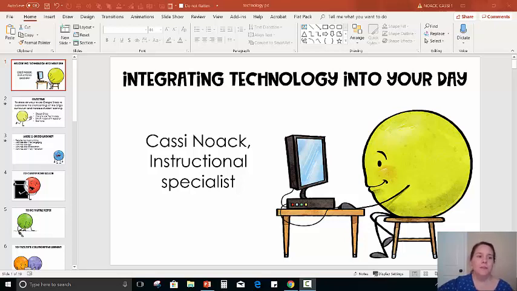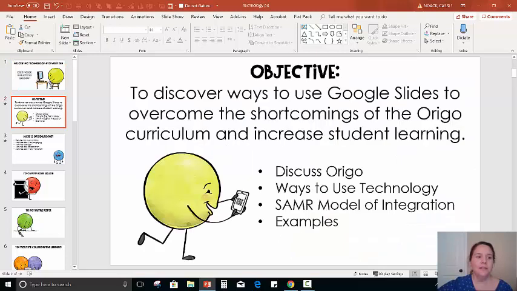So today our objective is going to be to discover ways we can use Google Slides to overcome the different shortcomings of your ORGO curriculum. And as we do that, we will increase student learning. So today we're going to discuss your ORGO curriculum. We're going to talk about different ways that you can use technology in your classroom. We are going to discuss the SAMR model of integration, and then we're going to look at several different examples of using Google Slides in order to meet the needs of your students.